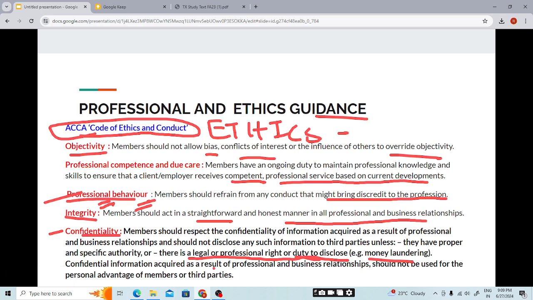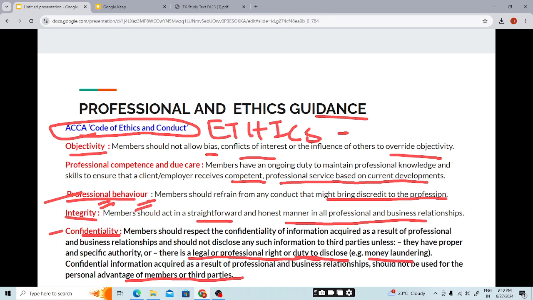Confidential information acquired as a result of professional and business relationships should not be used for the personal advantage of the member or third parties. As already mentioned, a person should not misuse the information for his own benefit. He should maintain the confidentiality of the information which he has got from his client. Confidentiality means the information you have got from your client must stay confidential with you. You must not give it to any third party for your own advantage.